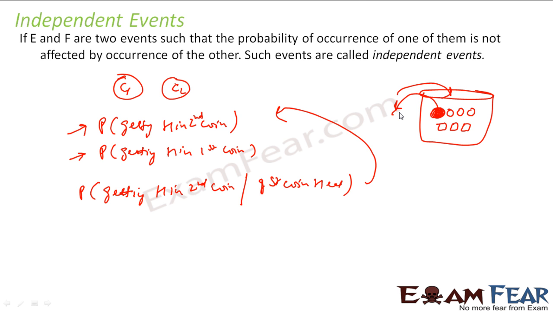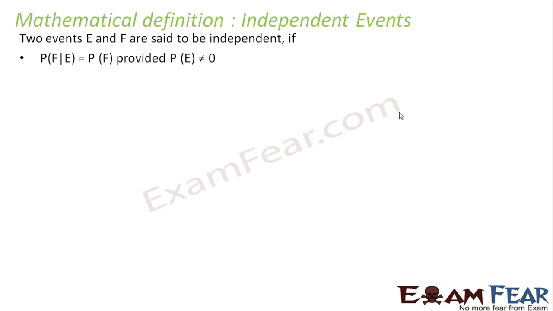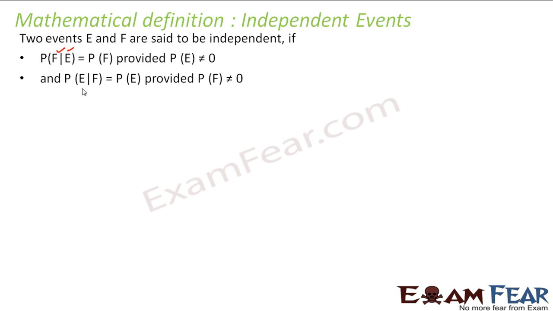We'll see a mathematical definition for independent events. Two events E and F are independent if the probability of F given condition E is equal to the probability of F, where the probability of E is not equal to 0, and the probability of E given condition F is equal to the probability of E. That means the occurrence of F is not impacted by the condition E, and the occurrence of E is not impacted by the condition F, because these are equal. That's the mathematical definition of independent events.